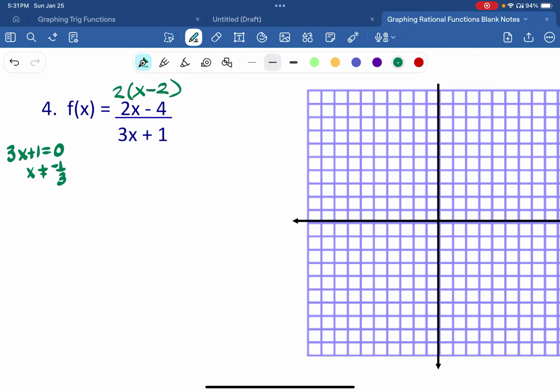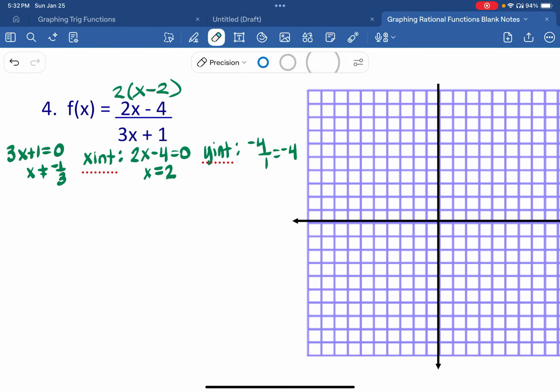Now let's find our x and y intercepts before I forget to do that again. For the x-intercept, we'll set that numerator equal to 0. 2x minus 4 equals 0, so x equals 2. X equals 2 is our x-intercept. And for our y-intercept, we plug in 0 for x, and when we do that, we get -4 over 1, which is -4. So we have our x and y intercepts. Now let's find the horizontal asymptotes.